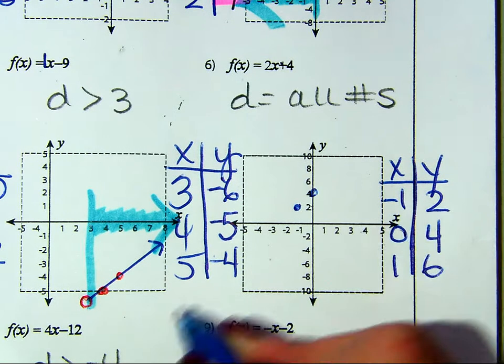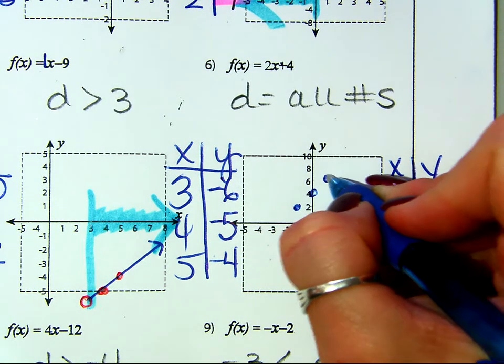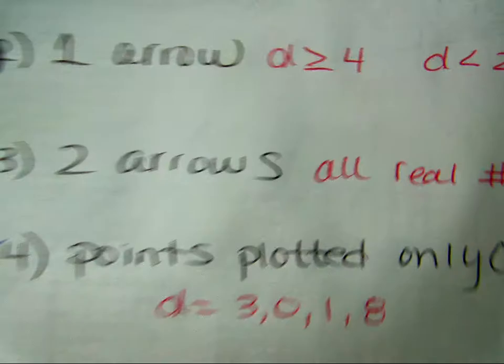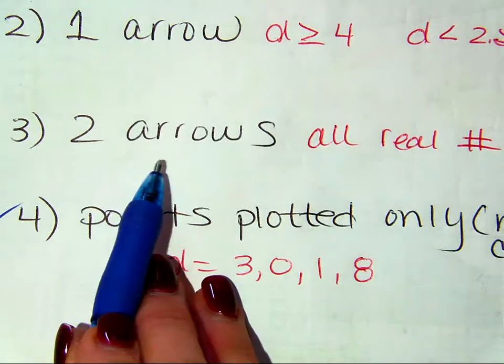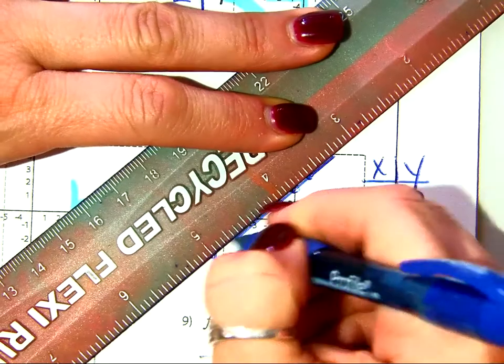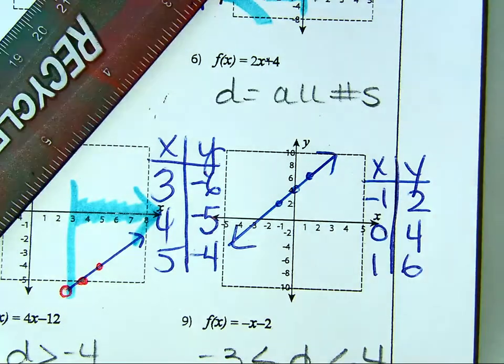We're good to go. What do I do here when it's all real numbers? There are no restrictions. You don't have to stop on the left. You don't have to stop on the right. So all real numbers means put 2 arrows on those ends, because you do not have to stop and make that line nice and long. There you go. Are we good?